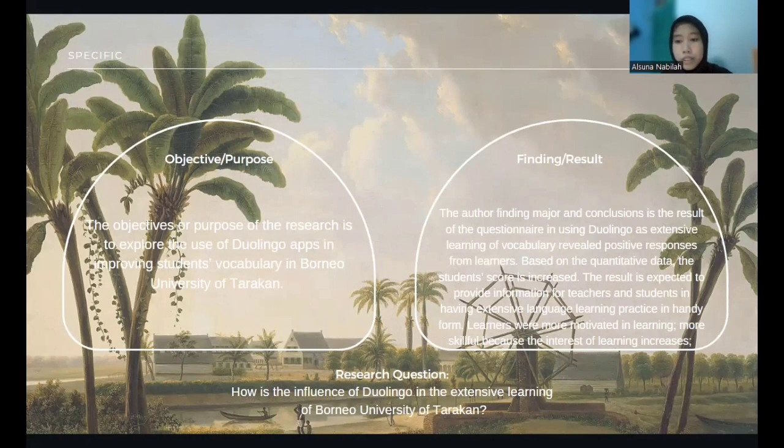Based on the quantitative data, the student scores increased. The result is expected to provide information for teachers and students in having extensive language learning practice in handy form. Learners were more motivated in learning and more skillful because their interest in learning increases. So we can go to the next article.